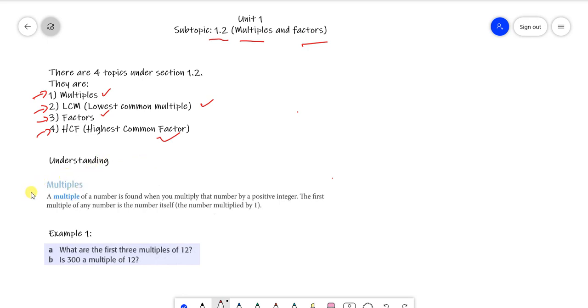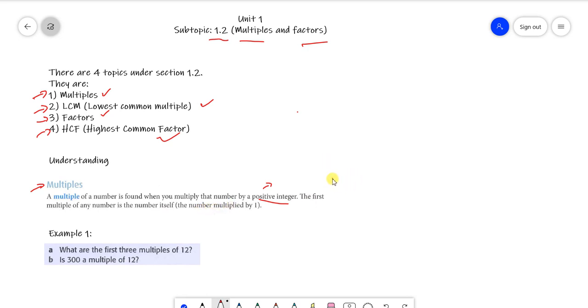Okay, so let's start with multiples. What is a multiple? A multiple of a number is found when you multiply that number by a positive integer. I have discussed positive and negative integers in my previous video. The first multiple of any number is the number itself, the number multiplied by 1.